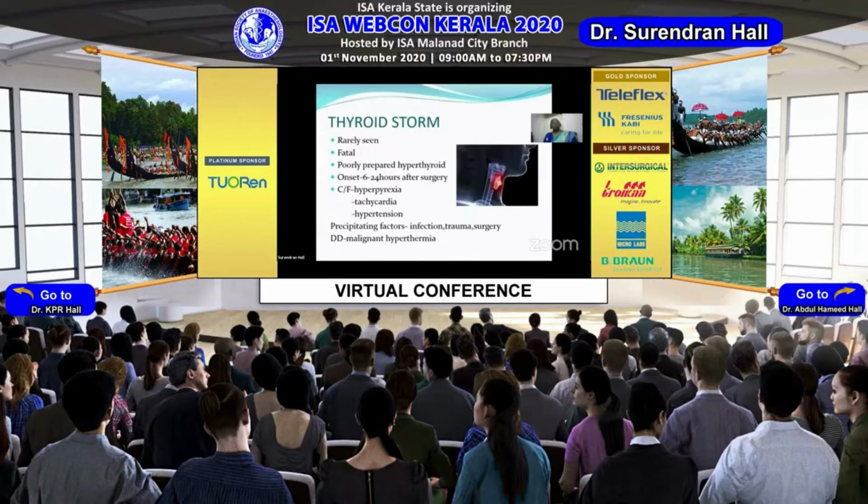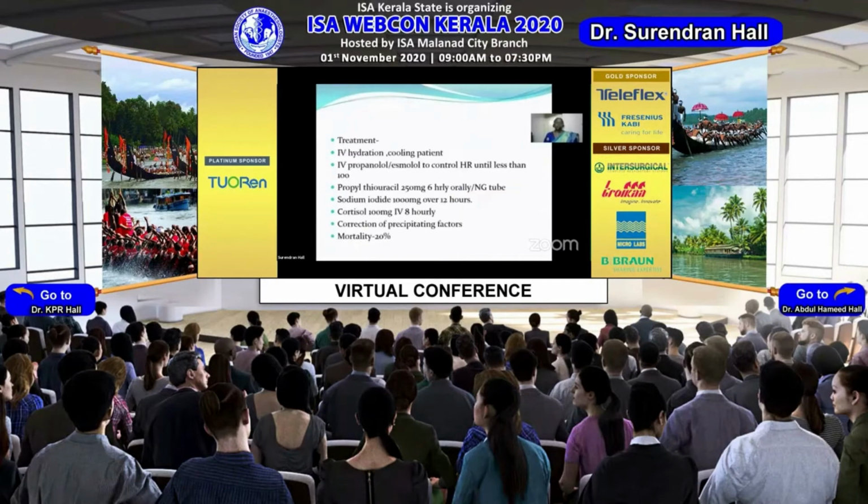Thyroid storm, rarely seen, is a fatal complication. It occurs in poorly prepared hyperthyroid patients. Although the onset is 6 to 24 hours after surgery, it can occur in the intraoperative period. Clinical features include hyperpyrexia, tachycardia, and hypertension. Precipitating factors include infection, trauma, and surgery. Differential diagnosis: malignant hyperthermia.